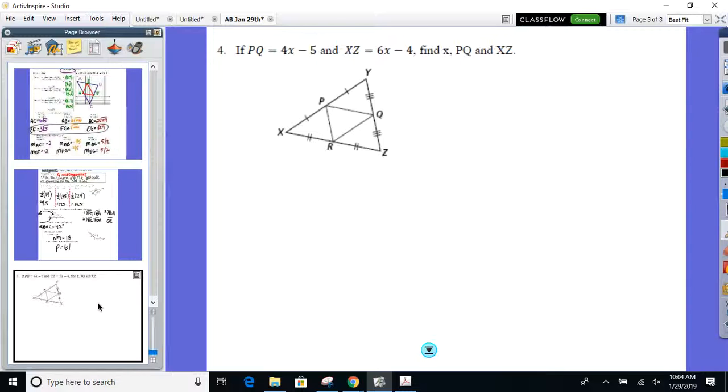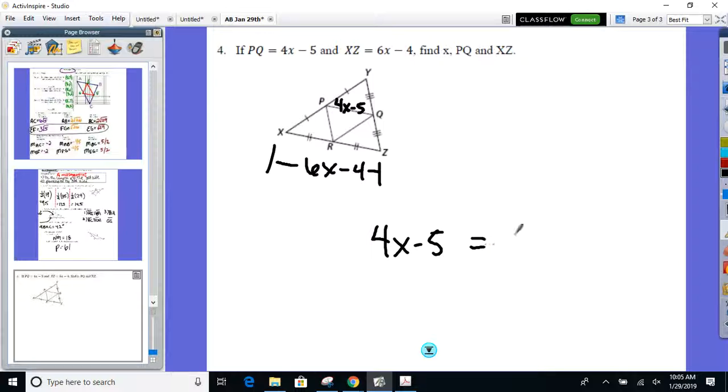Does everyone see why P, Q, and R in this diagram, look at the diagram, why P, Q, and R are midpoints? You've got the hash marks, so those are mid-segments. XZ, 6x minus 4. And PQ, 4x minus 5. They are not equal to each other. We've clearly demonstrated that today. They are not equal to each other, so you have to adjust this somehow. All right, I'll walk around, see what you're doing here.